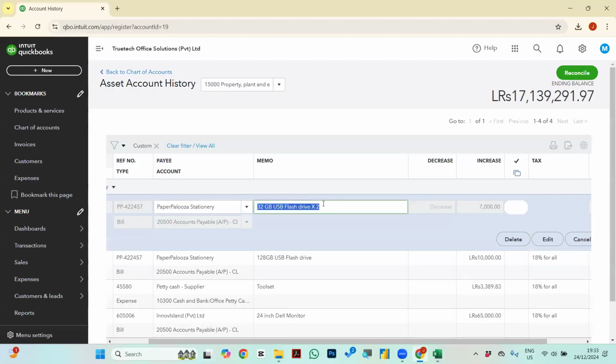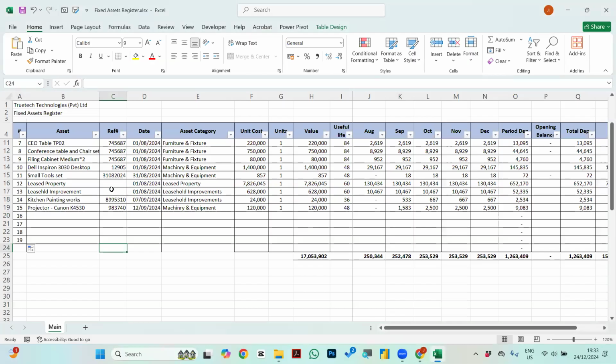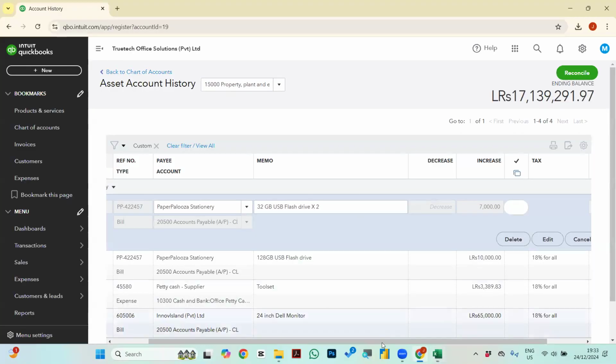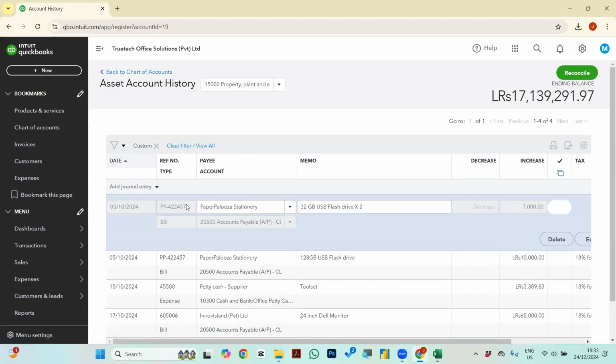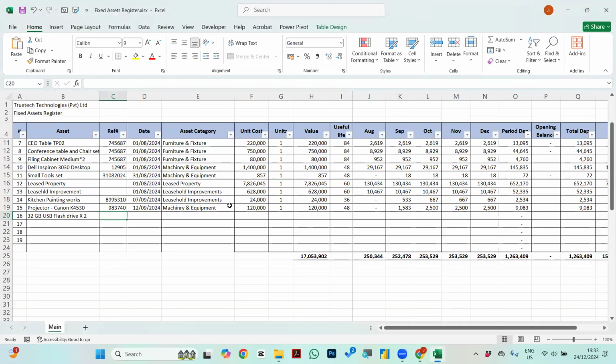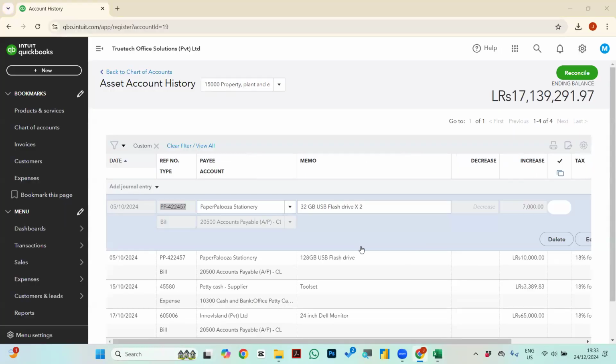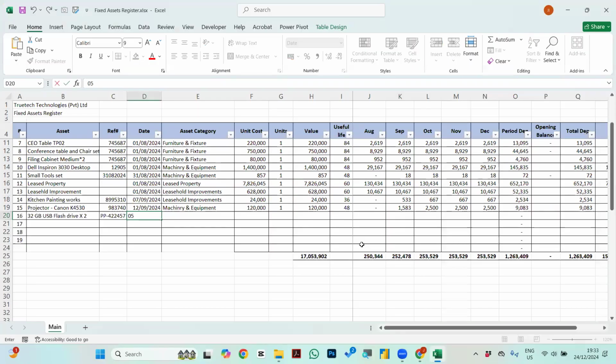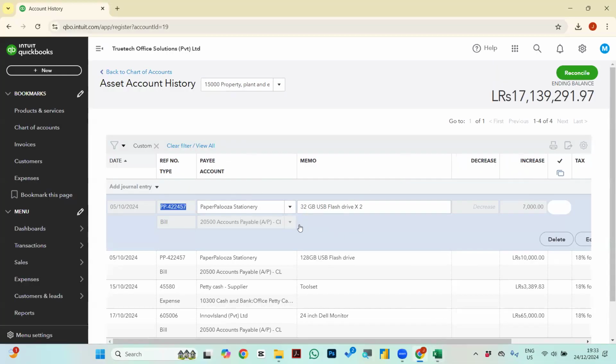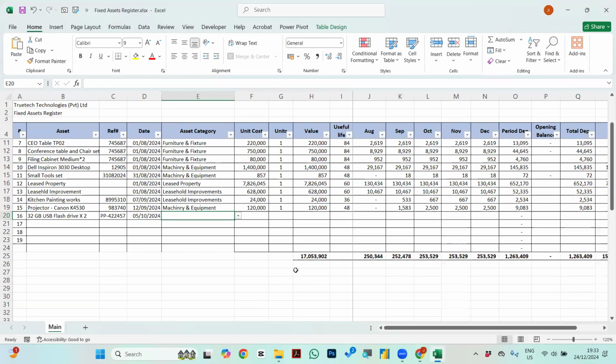So the first one is some USB drive. 7,000 is the value. I'm going to put the description here. Reference number you can take from here. I'm going to put the bill number as the reference number so that you can track. The date we purchased is going to be 5th of October. What category is this? This is going to be equipment, right? Same machinery and equipment. That's the category we are going to put under.